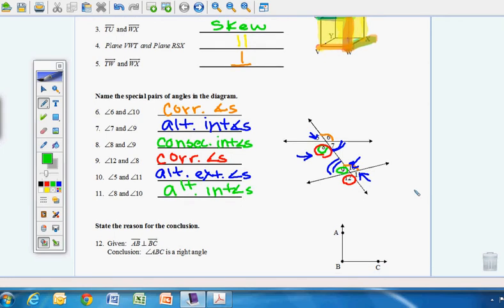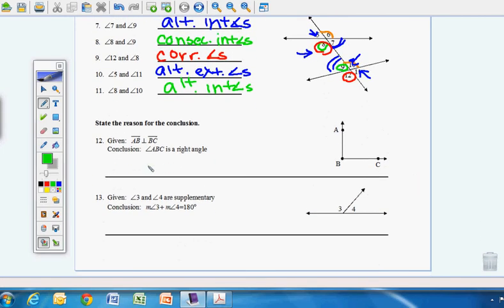Okay, so let's go down to number 12. So we want to figure out the reason for the conclusion. Now we want to write these as if-then statements. So if it's telling me that AB is perpendicular to BC, we know that that's creating a 90-degree angle that forms a right angle. So I want to conclude then that angle ABC is a right angle. So I want to start with this. Okay, what was I given?